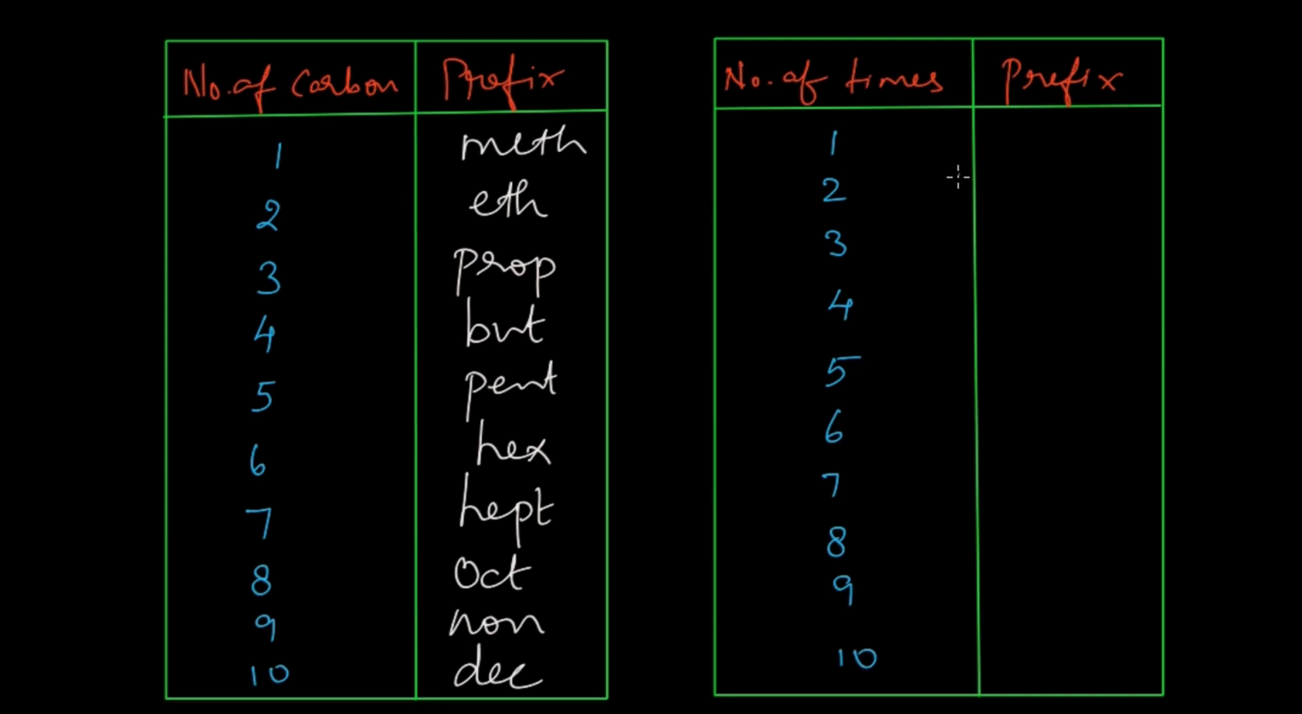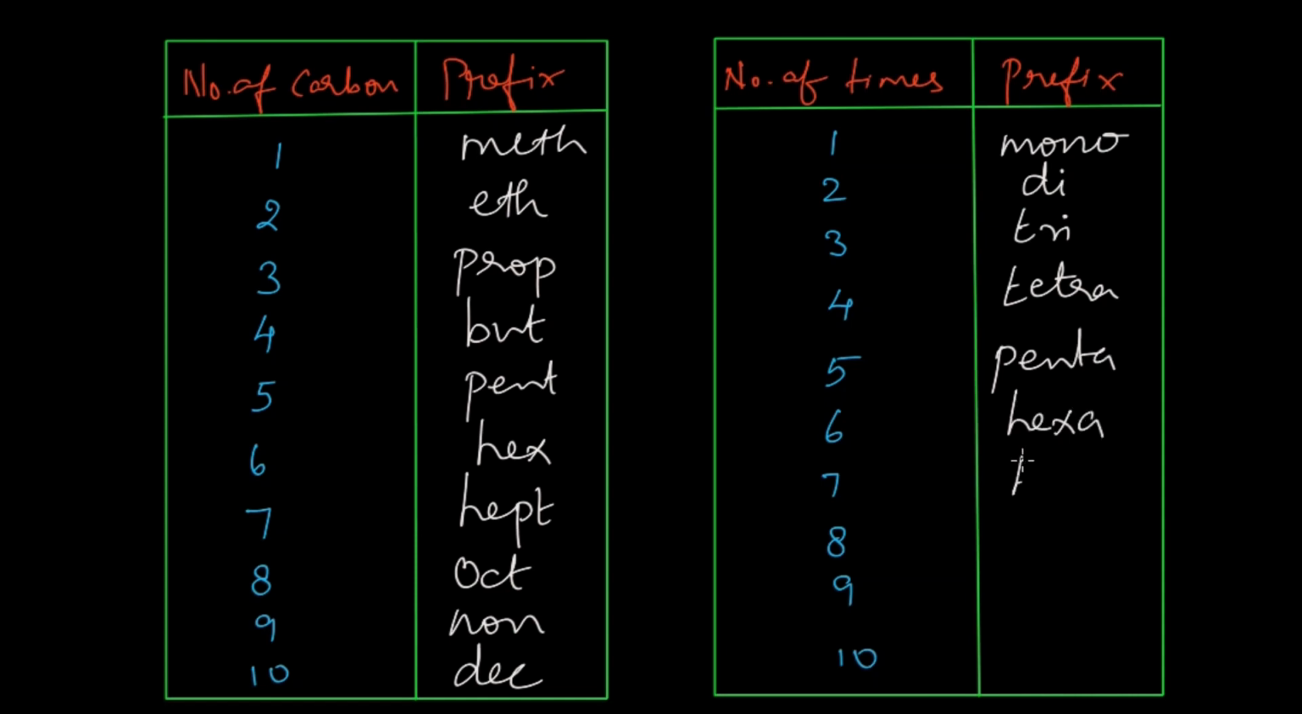Okay. Then here, number of times. For example, if there is only one methyl, it is mono. Number of times is 1, then it is mono. If there are 2 chlorine, it is dichloro. That is called di. If there are 3 times, it repeats, it's tri. If it is 4, tetra. If it is 5, that is penta. If it is 6, hexa. If it is 7, hepta. If it is 8, octa. 9, nona. 10, deca.